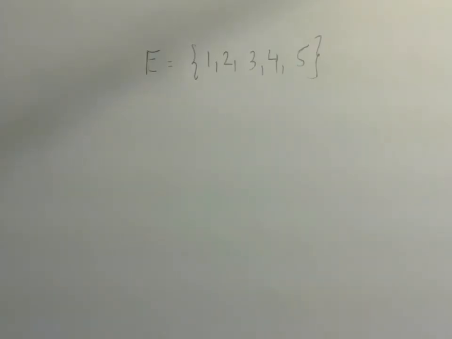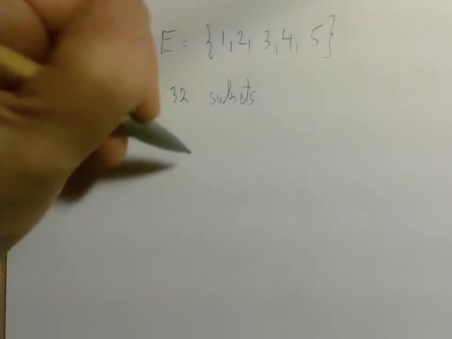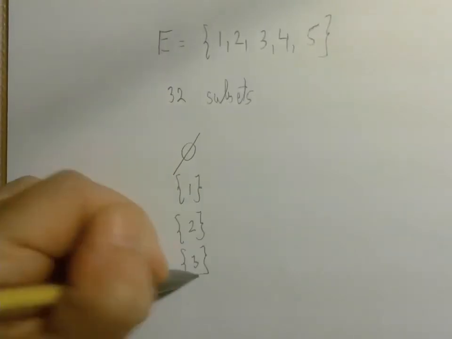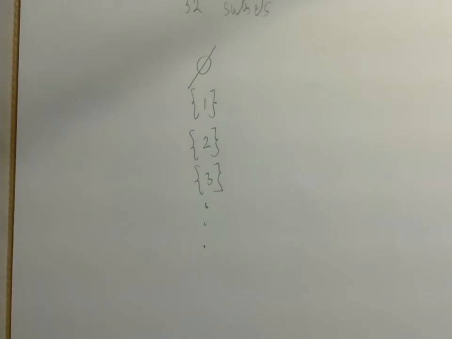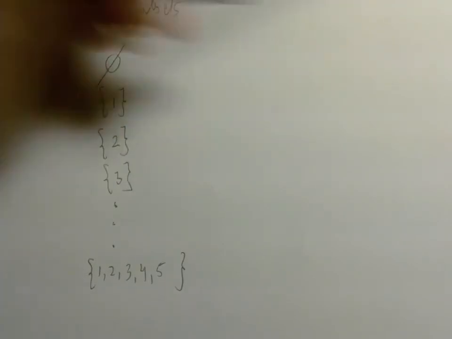We just figured out that if we have a 5-element set, then there are 32 subsets, right? Now let us imagine that we write them into one long column. So there was the empty set, there were the one element subsets, there were the two element subsets, and so on all the way till the set itself. Okay, so here comes the trick. We're gonna copy this entire column. So we're gonna double it.